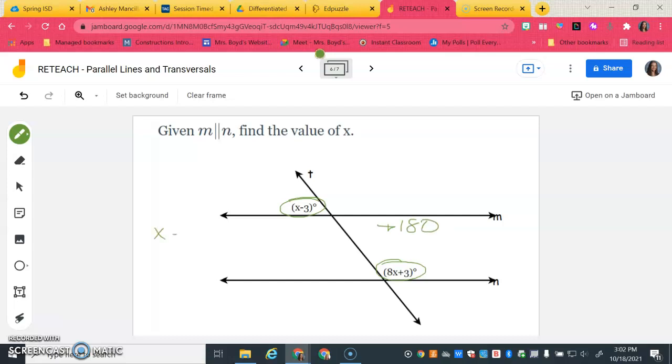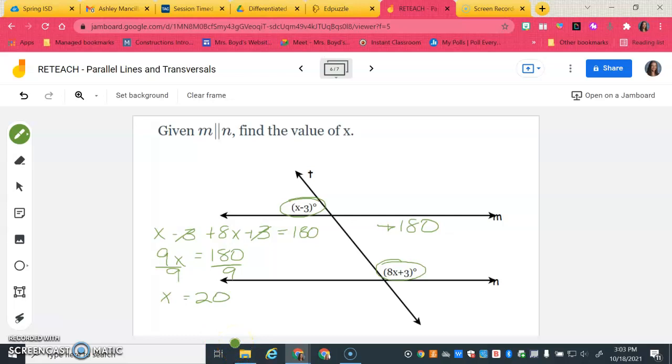So x minus 3 plus 8x plus 3, they're going to add up to 180. They're going to be supplementary because I have one of the obtuse angles and one of the acute angles. When I combine my terms, I get x and 8x. That gives me 9x. When I have negative 3 and 3, ooh, they cancel out. They make a 0. And I get 9x is equal to 180. We're going to divide by 9. And my x is equal to 20.